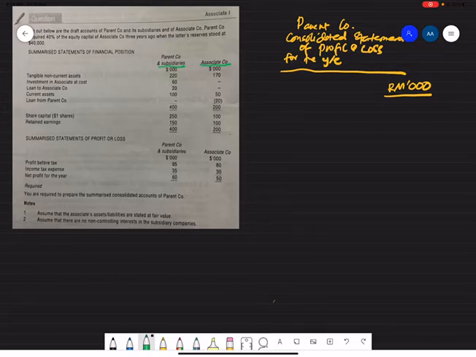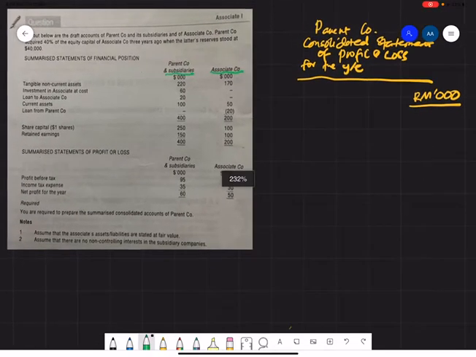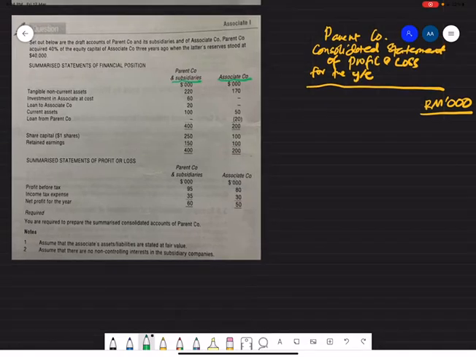So in this case, if you read the question, set out below are the drafts of parent company and its subsidiaries and of associate company. Parent company acquired 40% of the equity capital of associate company 3 years ago when the latter's reserve stood at 40,000. So this is the pre-acquisition reserve.